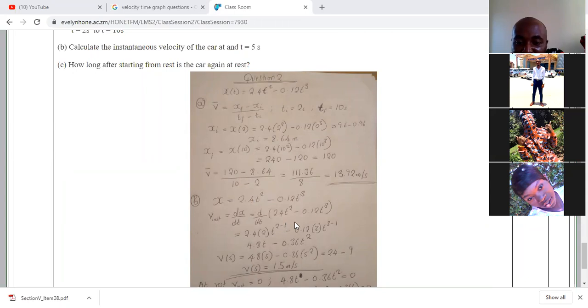Then 0.12 times the 3 comes in front, then again 3 minus 1. Those are the power rules. This should be a lesson when we did the recap on calculus, you go through that. Sure, sir, I will. You have remembered now, eh?